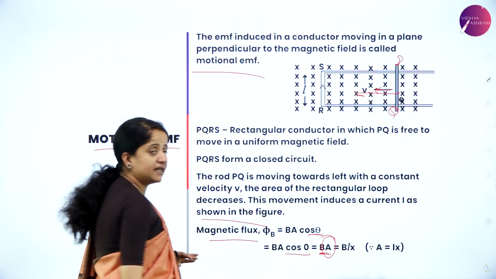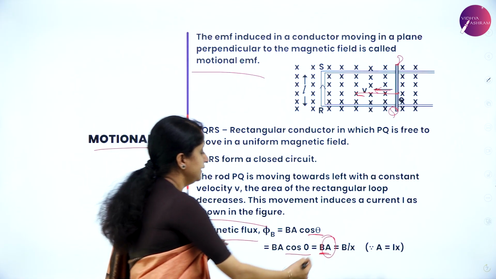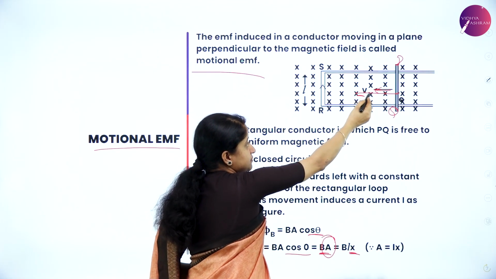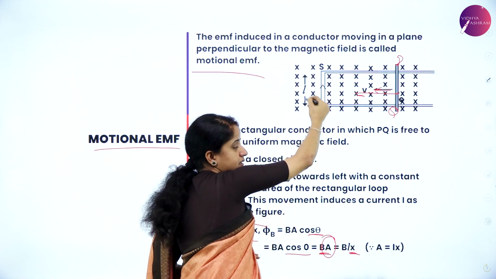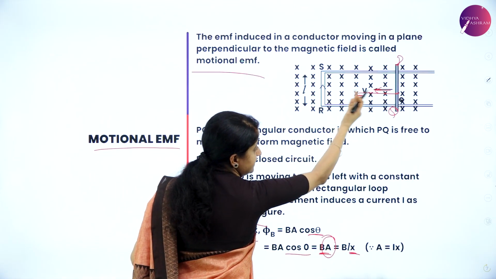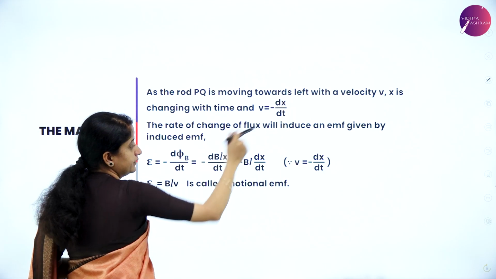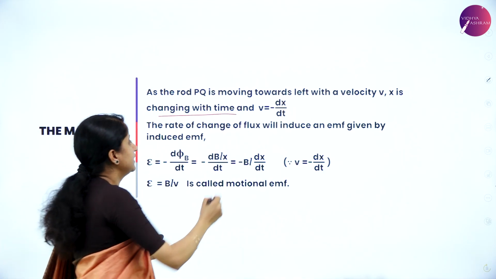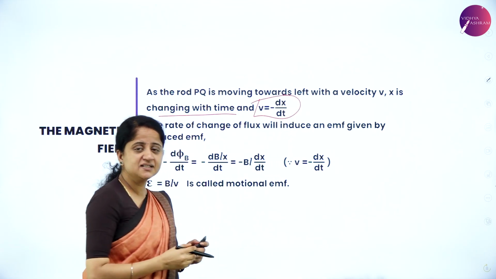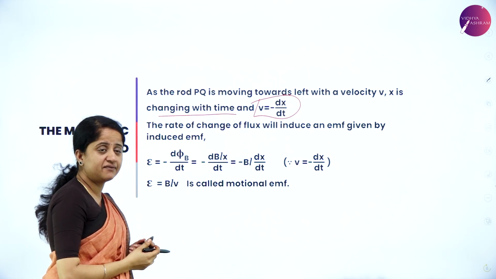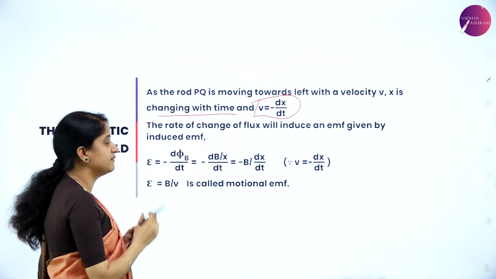But A is nothing but the area, which can be written as length into x. Here x is the distance moved, and L is this dimension. As the rod PQ is moving with velocity to its left side, the x component is changing with time, and we can write dx by dt, which is nothing but velocity, equal to distance divided by time, or displacement divided by time.